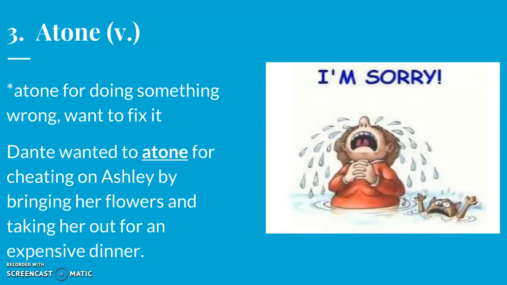Number 3 is atone, which is a verb. The definition for atone is to make amends for a wrongdoing. So you make up for something you did wrong. Whenever you see this word in a sentence, you would see it with the word for. You would atone for doing something wrong because you want to fix it.